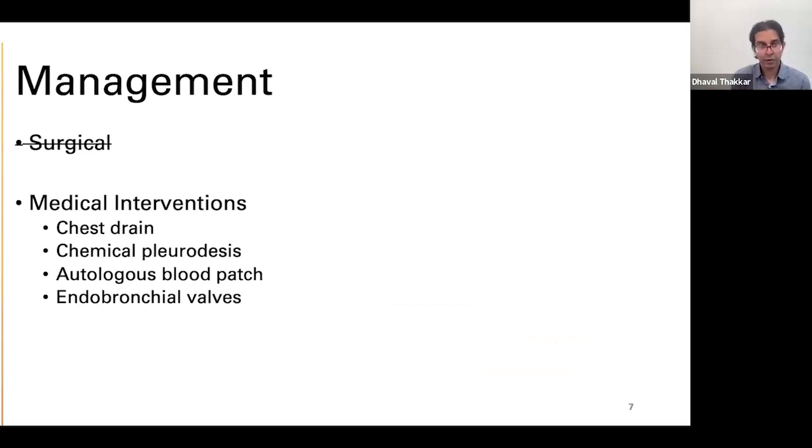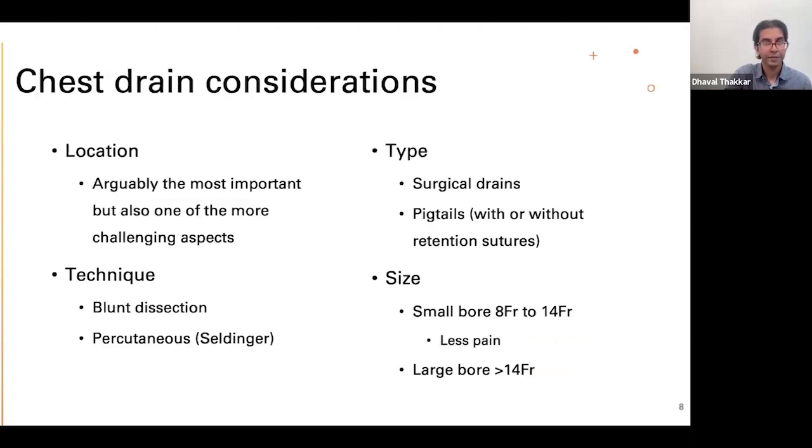So chest drains being the most obvious, but then definitive treatments would be chemical pleurodesis, autologous blood patch, which is in its own kind of category, and then endobronchial valves, which are some of the newer technology in the last 10, 15 years that we've been using, and still kind of working out in the algorithm where we should be and how they fit into management and such. So I'll briefly touch on that as well.